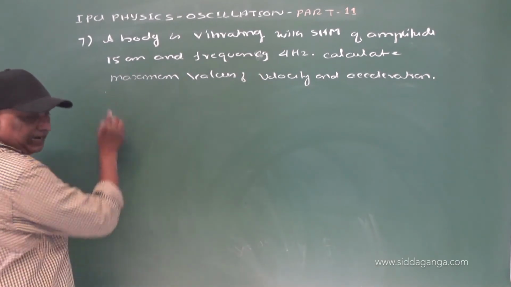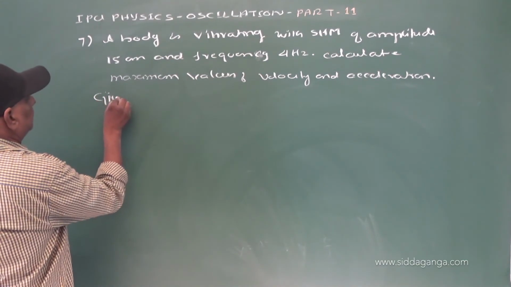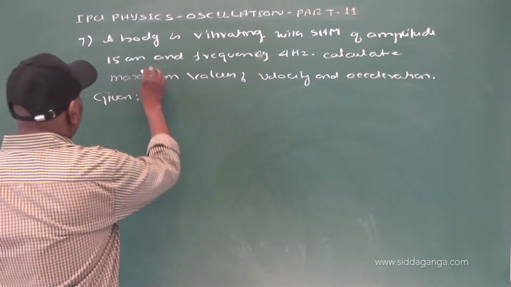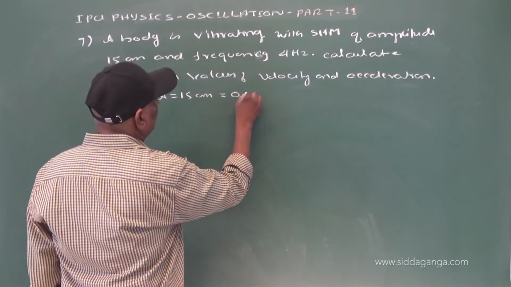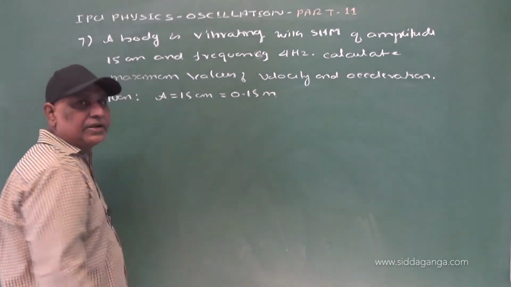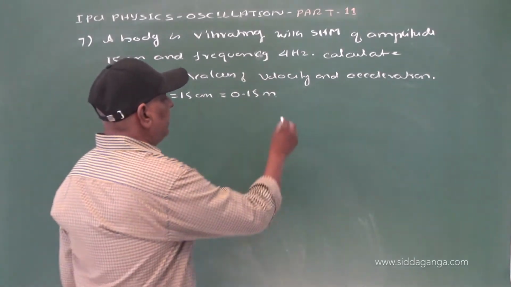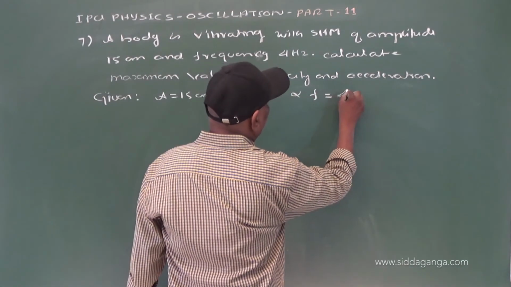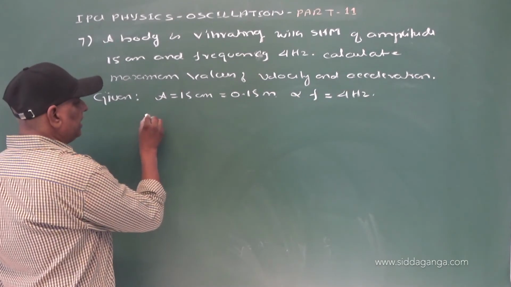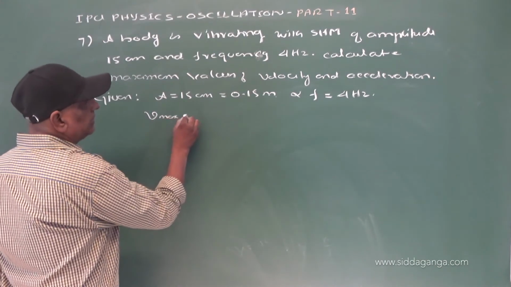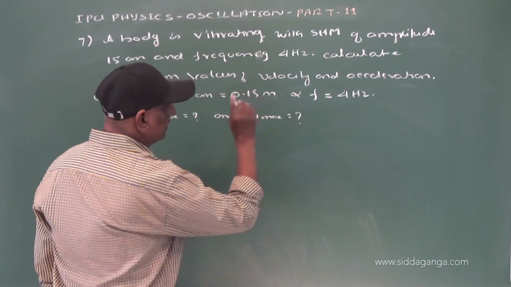Now we have the given data. The amplitude is given, A is equal to 15 centimeter, that is equal to 0.15 meter. Convert it into meter because hertz is in the SI system. And frequency f is equal to 4 hertz. What we need to calculate is velocity maximum is equal to what, and acceleration maximum is equal to what.